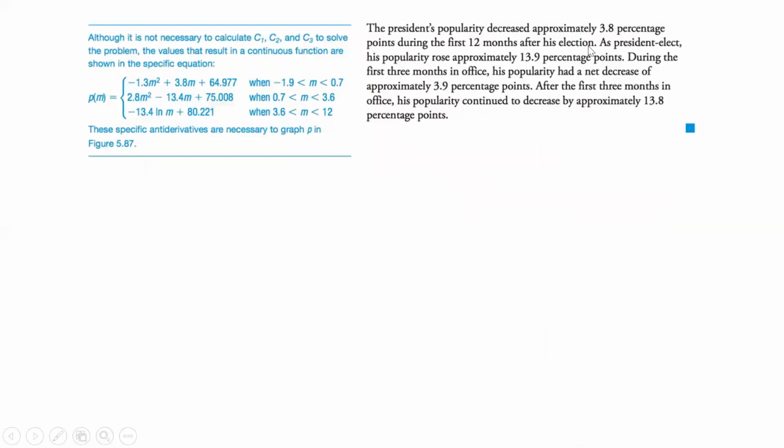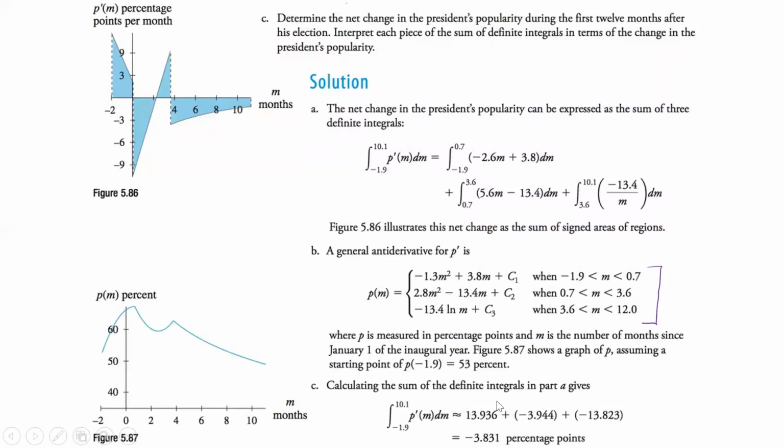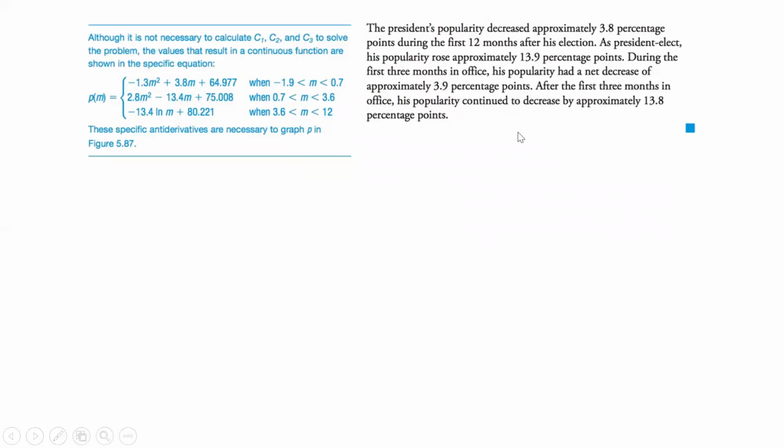And so that's what it says. The president's popularity decreased approximately 3.8 percentage points during the first 12 months after his election. As president-elect, his popularity rose approximately 13.9 percentage points. During the first 3 months in office, his popularity had a net decrease of 3.9 percentage points. And then in the next part, he lost 13.8 percentage points, basically. So that's how it all ties in and combines, taking antiderivatives of that piecewise function. All right, let's stop there.